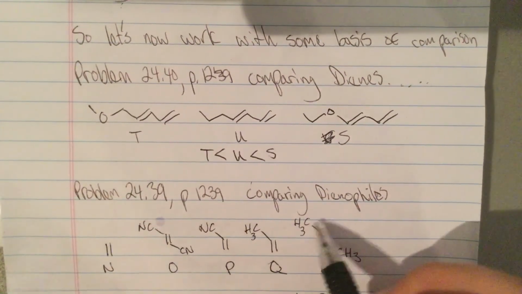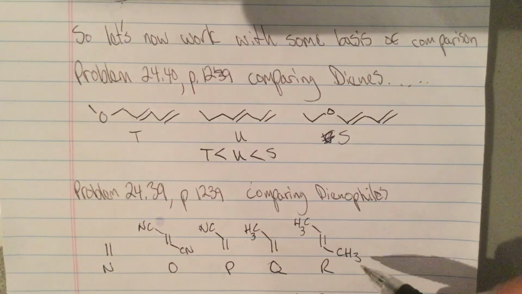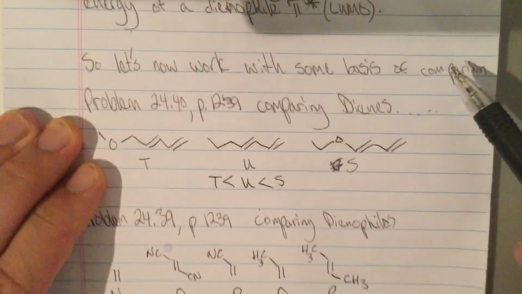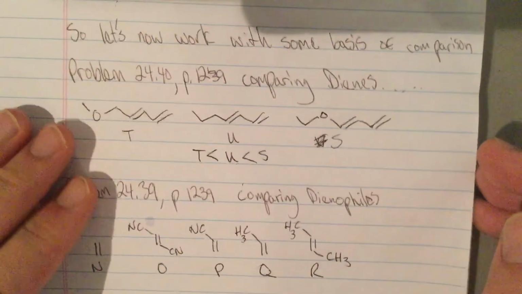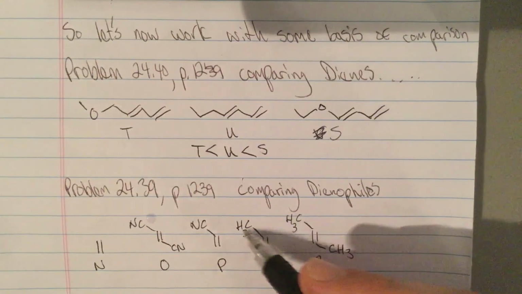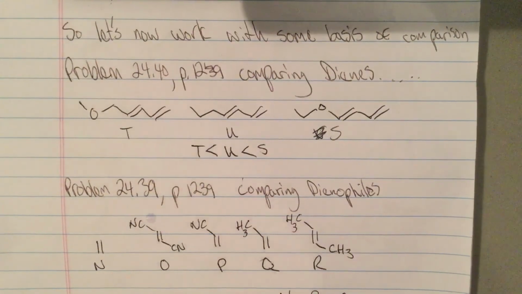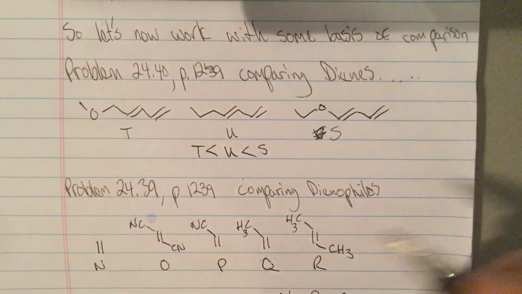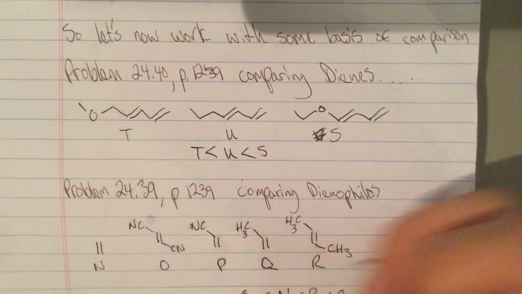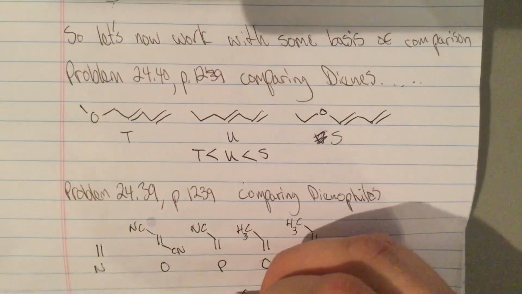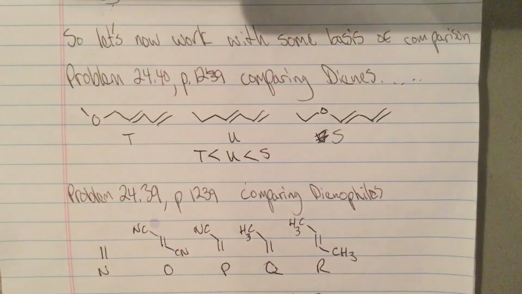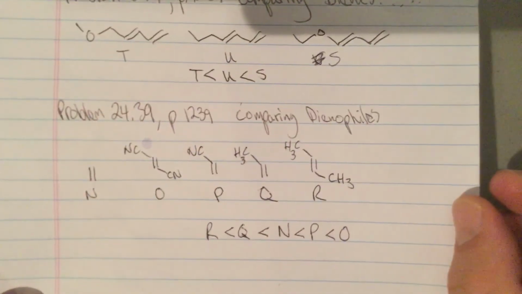And then when you have some electron donating groups, that's going to actually raise it a little bit higher. Again, what we saw with our dienes, right? So electron donating groups like this are going to actually slow down the dienophile reactivity. So Q should be the second least, and then R is going to be the least. So it should go R, Q, N, P, and then O.